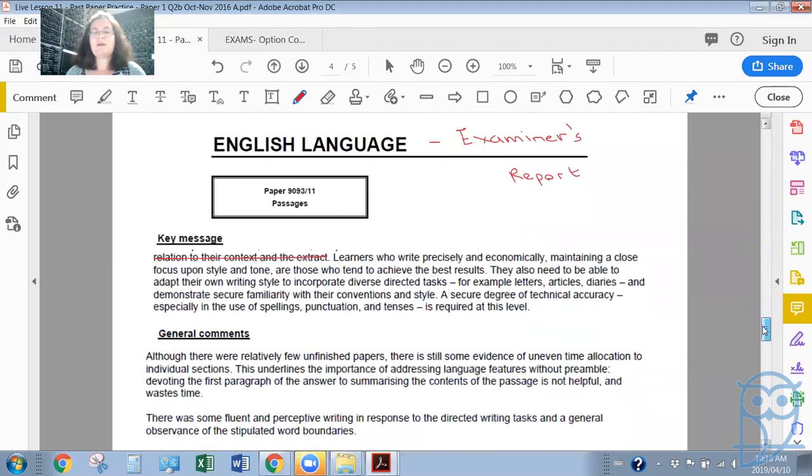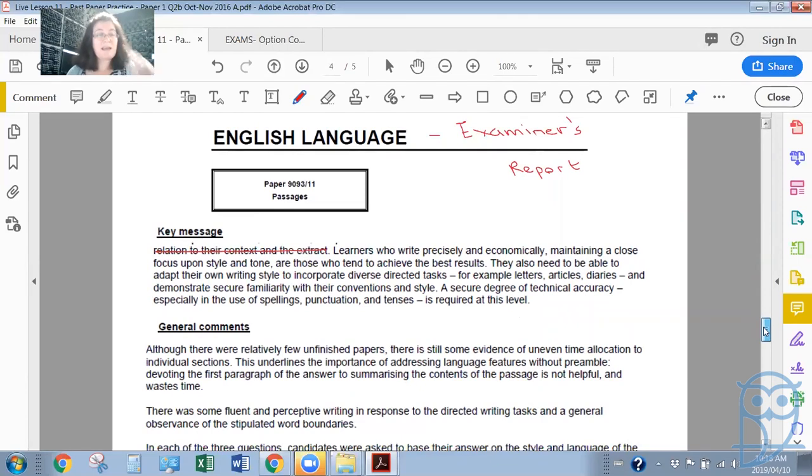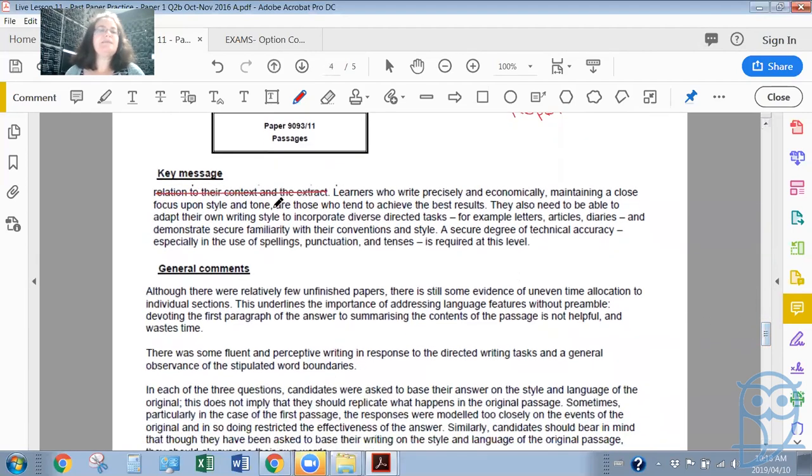Right. So I wanted to look at the examiner's reports because a lot of past papers will also come with examiner's reports. And that's where they comment on the kinds of things students have done in the exam and what they were meant to do. So this particular examiner's report says they give a key message. So an overall message about how students performed or how they're supposed to perform.